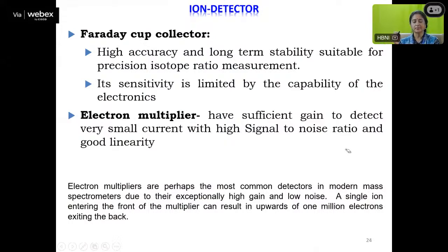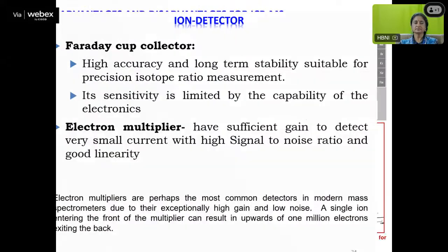Electron multipliers are perhaps the most common detector in modern mass spectrometers due to their exceptionally high gain and low noise. A single ion entering the front of the multiplier can result in upward of around 1 million electrons exiting the end. So with this, your signal can be improved one million times.